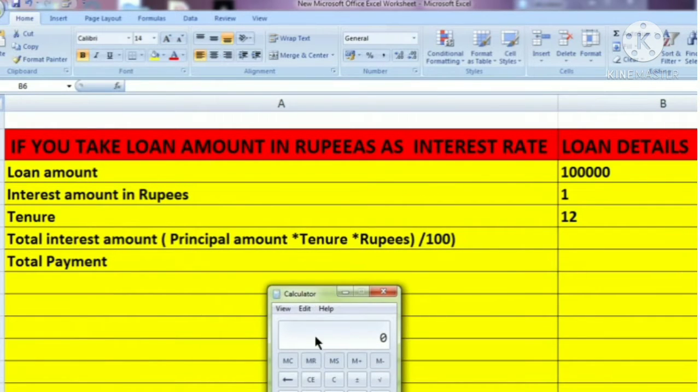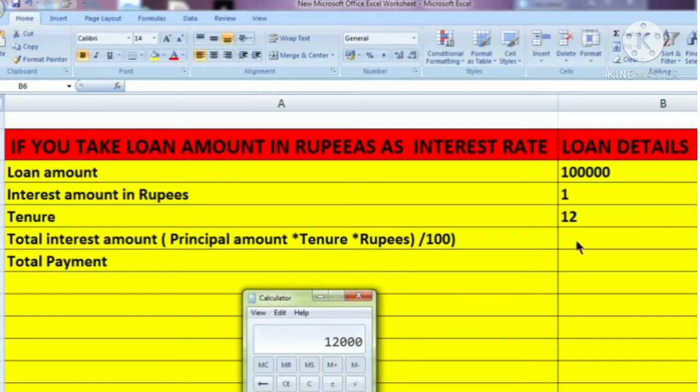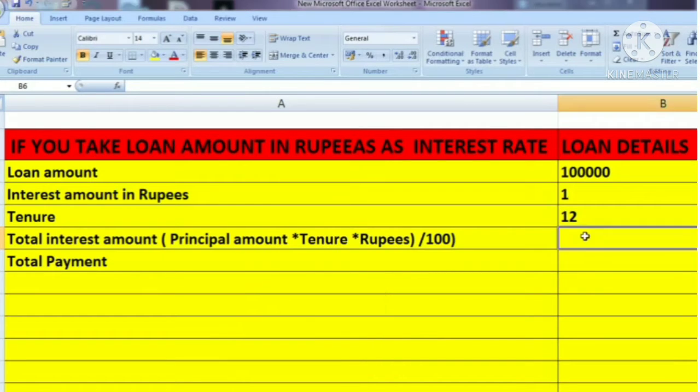Here we can observe the formula. Principal amount: how much principal amount have we taken? 1 lakh. 1 lakh rupees into how much tenure? 12 months. 1 lakh into 12 into how much interest did we take already? 1 rupee, divided by 100. See, 12,000 rupees only for interest. If you take a 1 lakh loan amount and the tenure is 1 year, within 1 year we have to pay 12,000 rupees extra. So the total interest is very high.